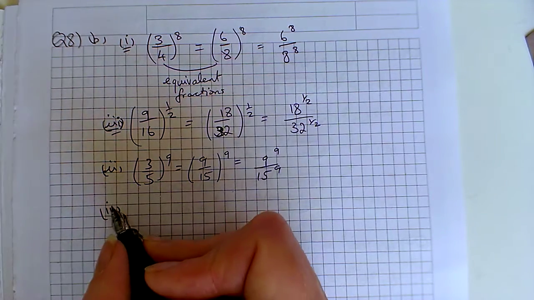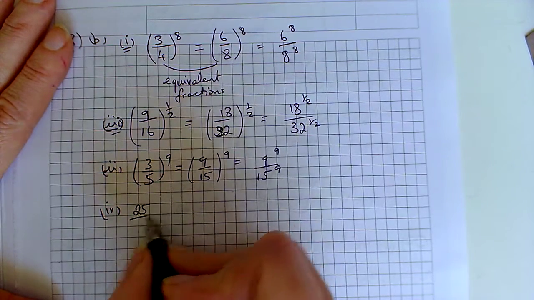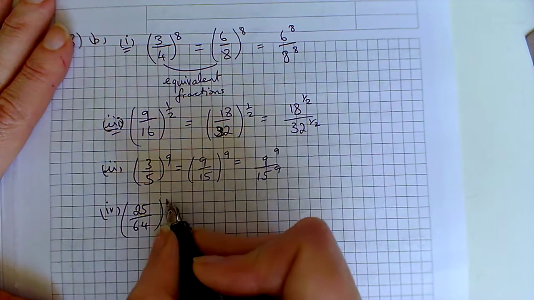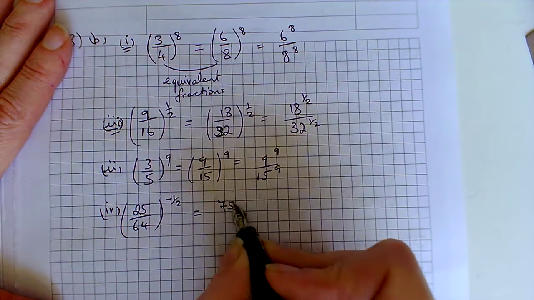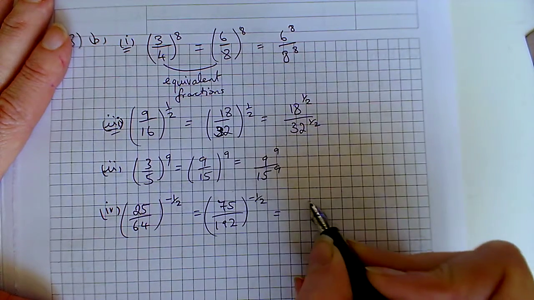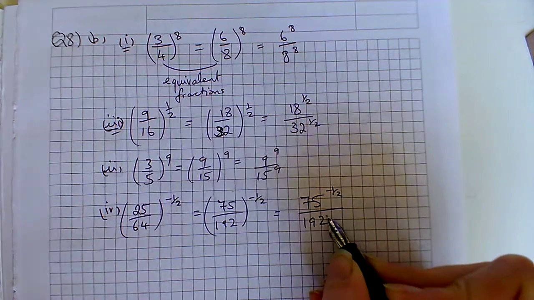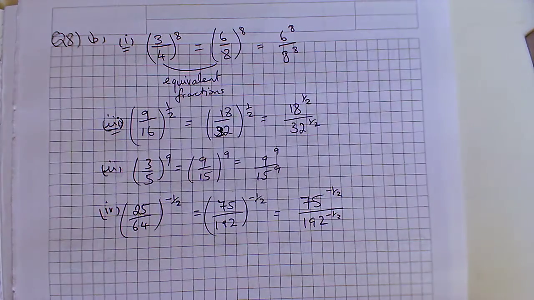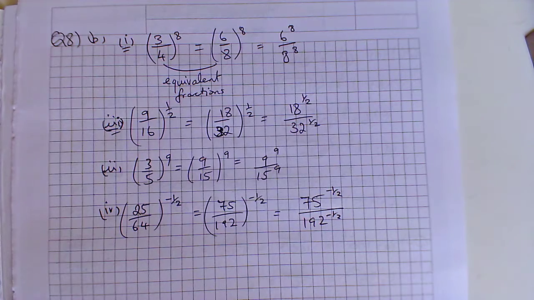And part 4, 25 over 64 to the power of minus a half. 25 over 64 can be written as 75 over 192, and that minus a half power comes in on both of them. And you didn't have to do anything more than that. That's all we needed to do. If you checked them on your calculator and saw that you got the same number, that would probably count for your verification. But what they were looking for in this question was the application of the rule.